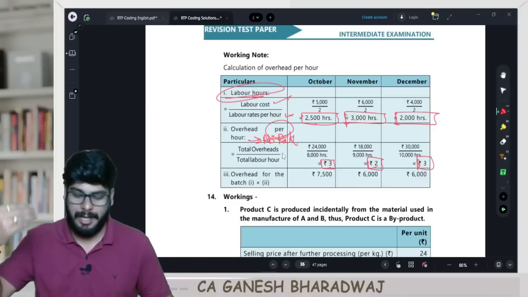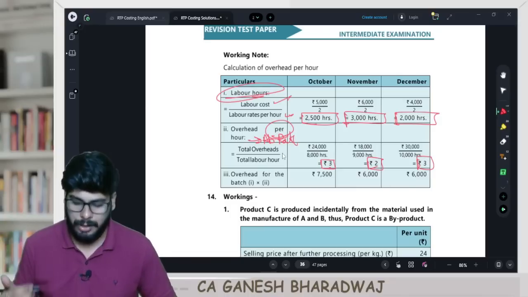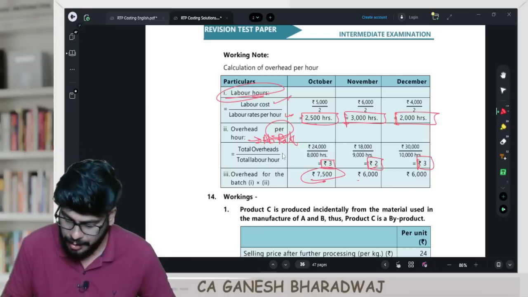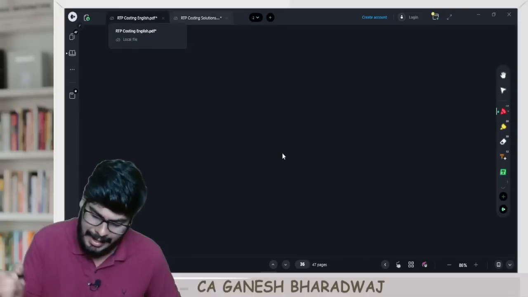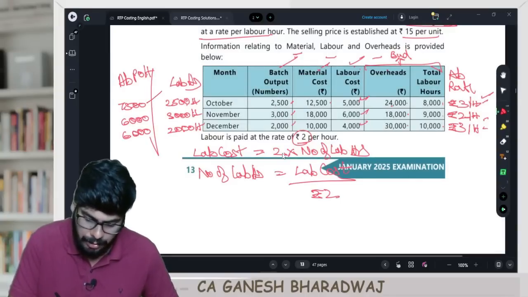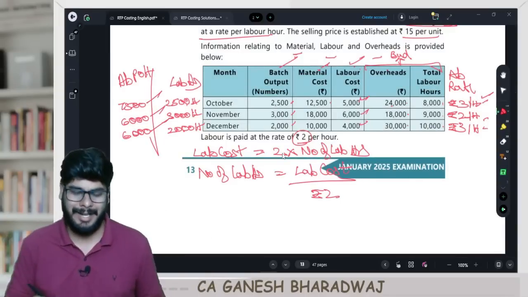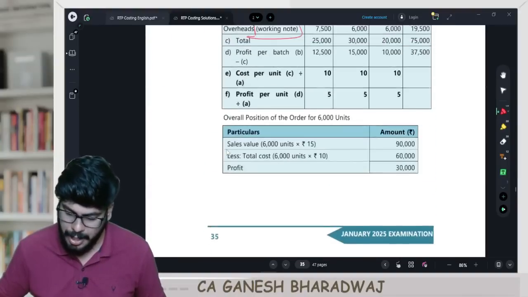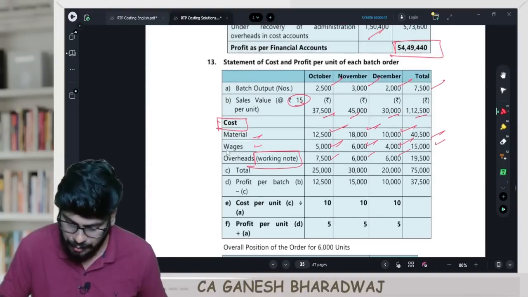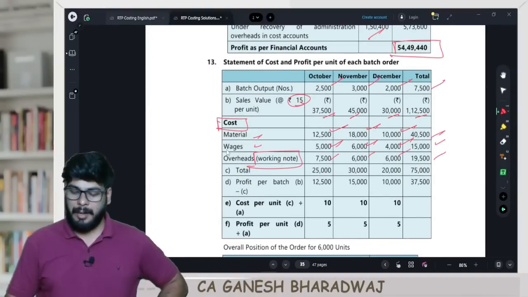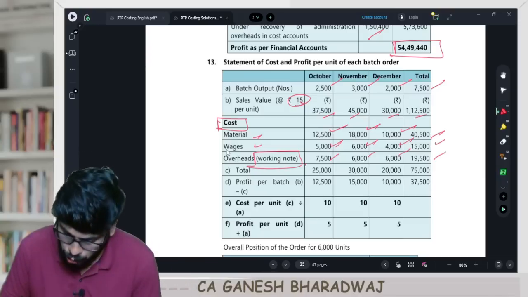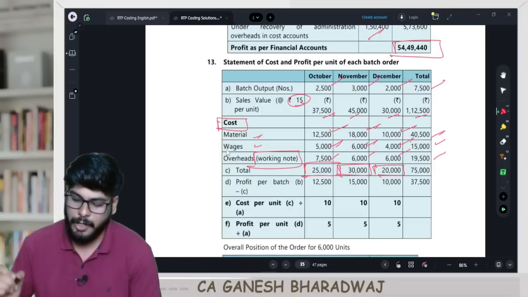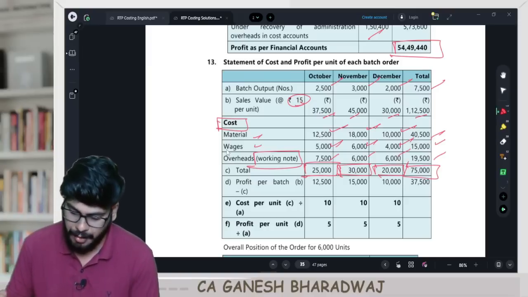So now overhead for each of the months is going to be how much? 7,500, 6,000 and 6,000. This is exactly what we calculated here. 7,500, 6,000 and 6,000. Are you clear with this, guys? Very, very simple. So you can just go up and update it here. So 7,500, 6,000, 6,000, and you can also total it up as 90,500. So the total cost is going to be 25,000 for October, 30,000 for November, and 20,000 for December. Add it up, you get 75,000 in total.